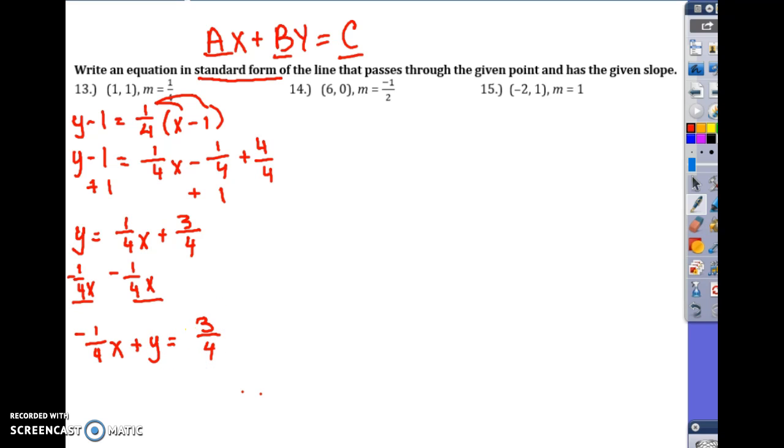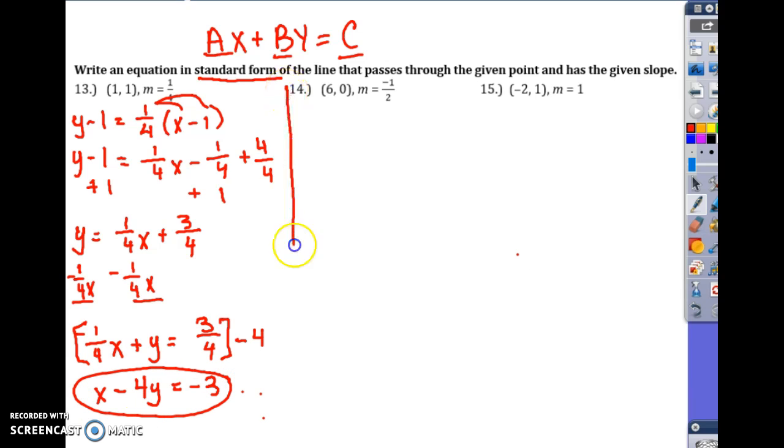Now I can get rid of my negative, and I can get rid of the fraction in one swoop by multiplying both sides of the equation by -4. I'll do it over here to make space. So -4 times -1/4 gives me positive x minus, because -4 times positive y is a -4y, and then I've got 3/4 times -4, which is -12/4, which is equal to a -3. There I am in standard form.